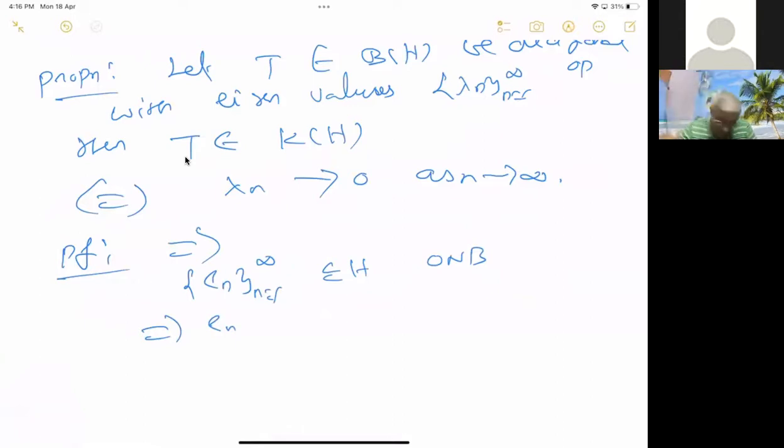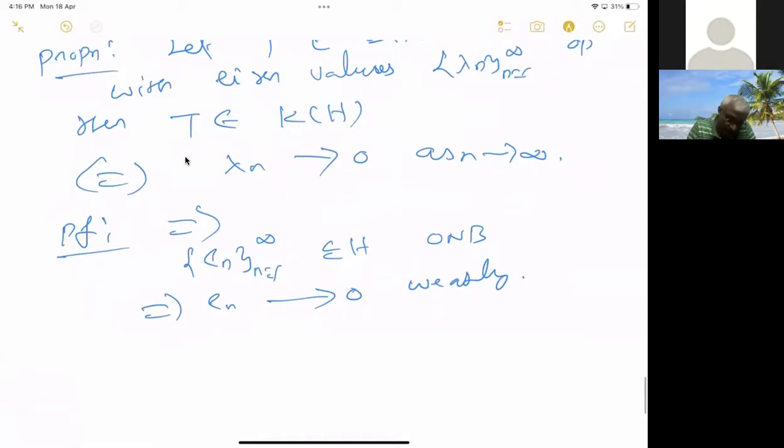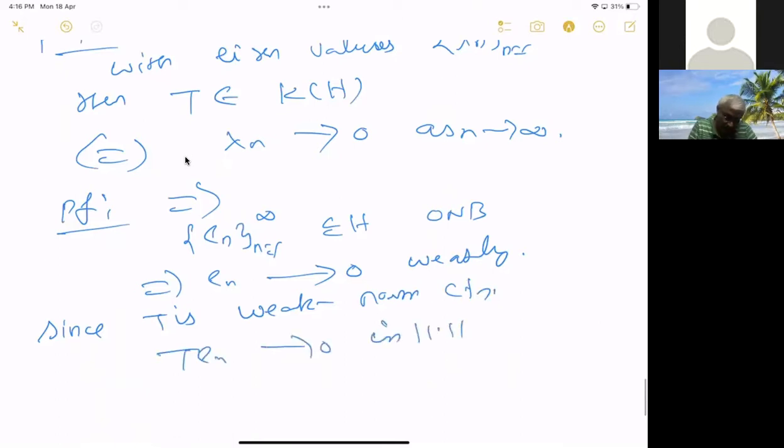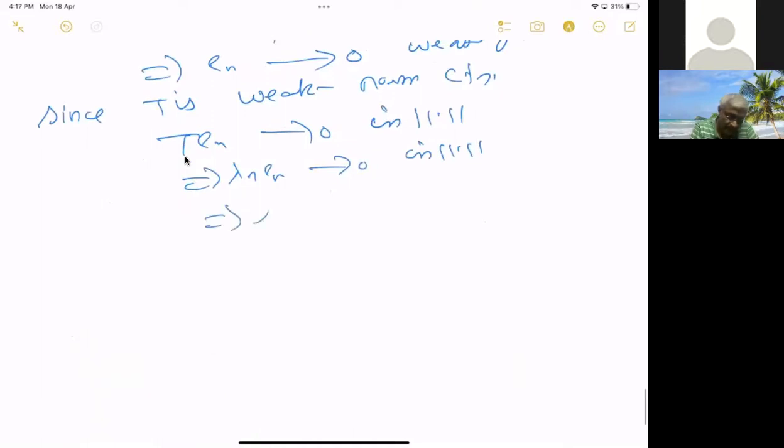Then we are proving it. So if we have any orthonormal basis, then en goes to 0 weakly. And en is contained in the unit ball. So since T is weak-to-norm continuous, T en goes to 0 in norm. But this is equal to lambda n. This implies lambda n goes to 0. That's all.